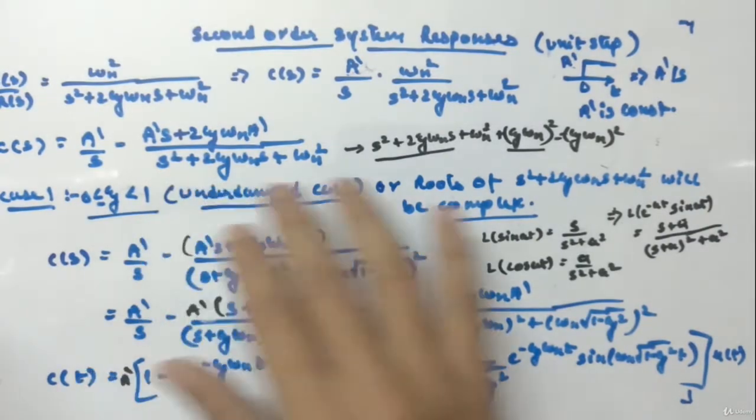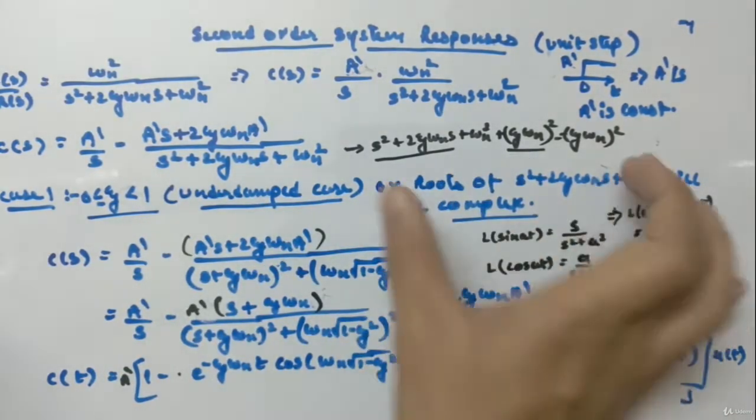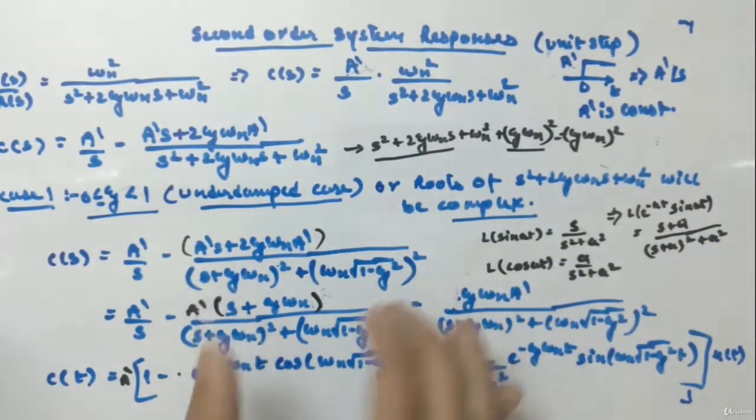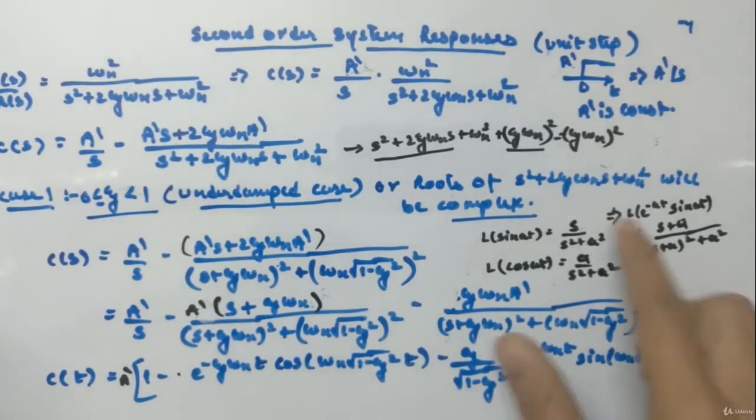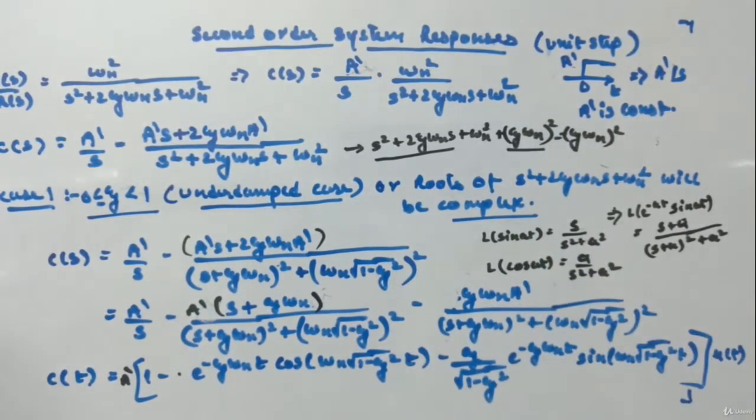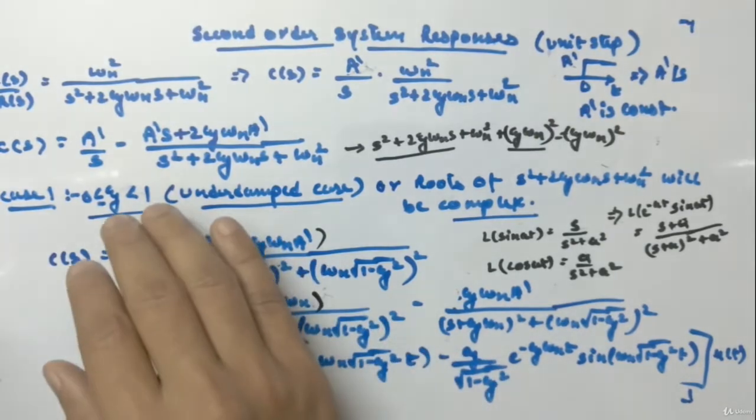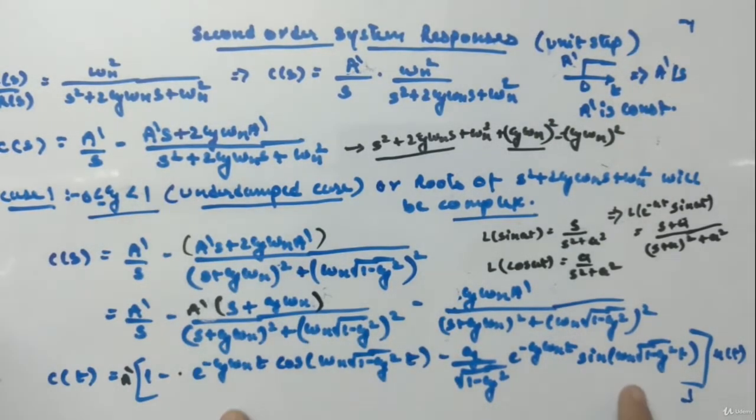I converted it into a perfect square. I separated them. I applied the Laplace transform of sine and cos, and I got this in the time domain. Okay, so that's how you calculate the response for the underdamped case. I'll simplify this expression, and we'll see how it looks.